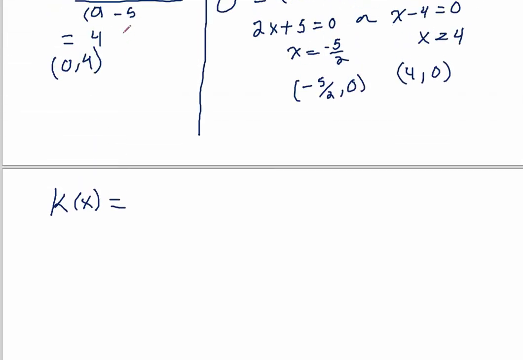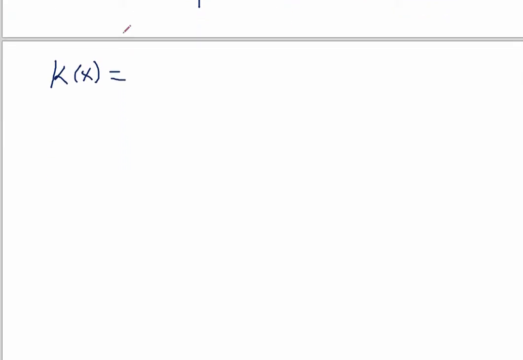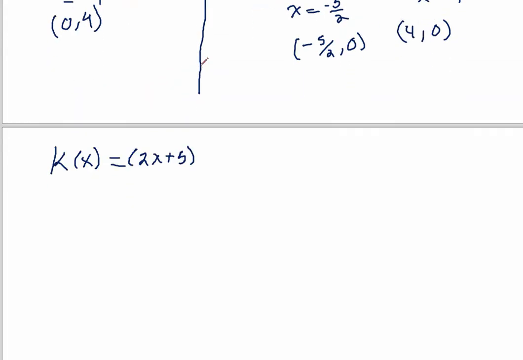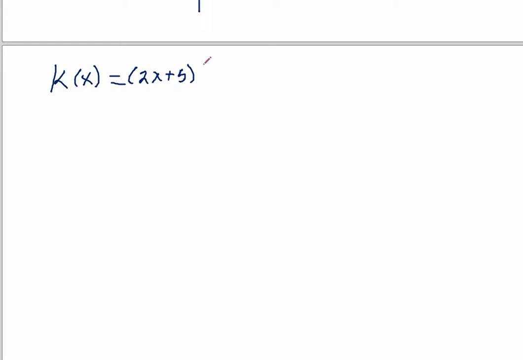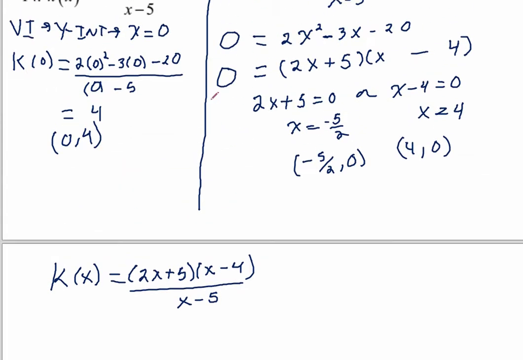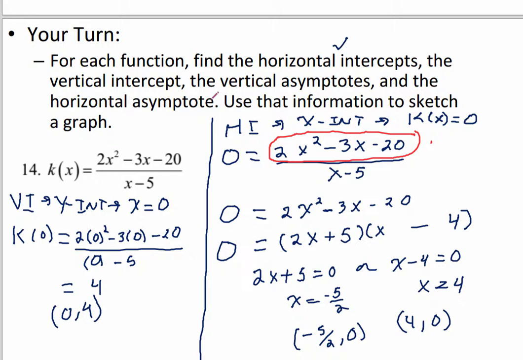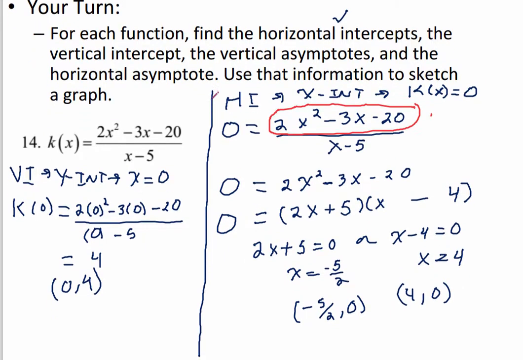So I'm going to rewrite it in factored form just to make clear what I just said. So we've got k of x is equal to, let's see, what was our factored form again? It's 2x plus 5 and x minus 4 for the numerator. Okay. And then in the denominator, we've got x minus 5. Alrighty, so what do they want from us? Oh, they want the vertical and horizontal asymptotes if those exist.